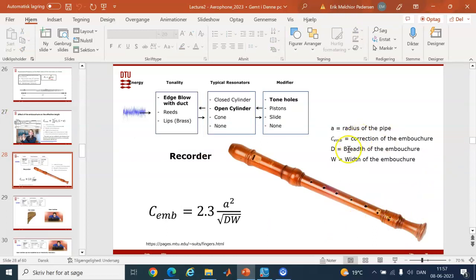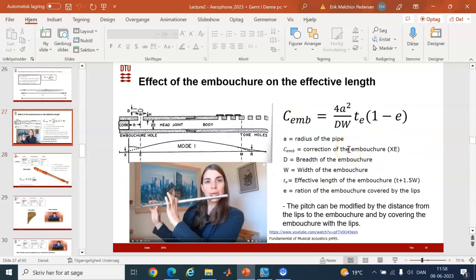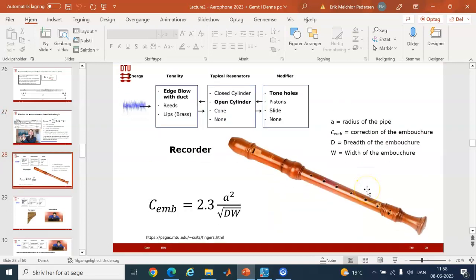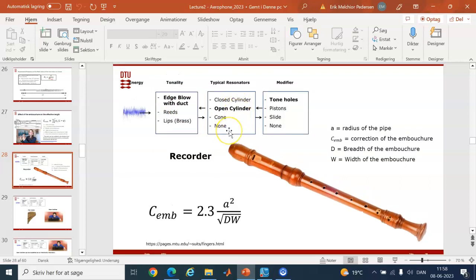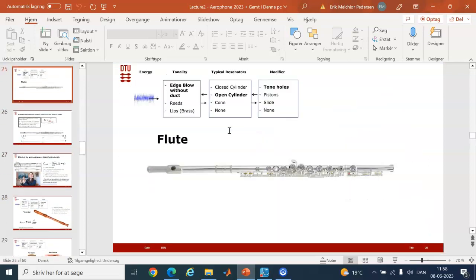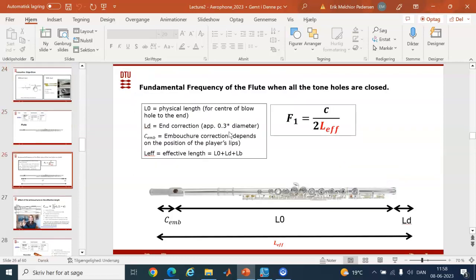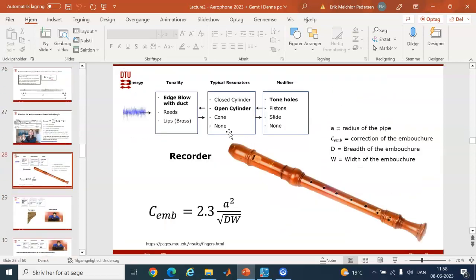Then there's a, what's it called, a recorder, I think it is in English. It's an edge blow with a duct here. It's called a recorder, and it is an open cylinder, also like the flute. It's an open cylinder, and tone holes, yes.